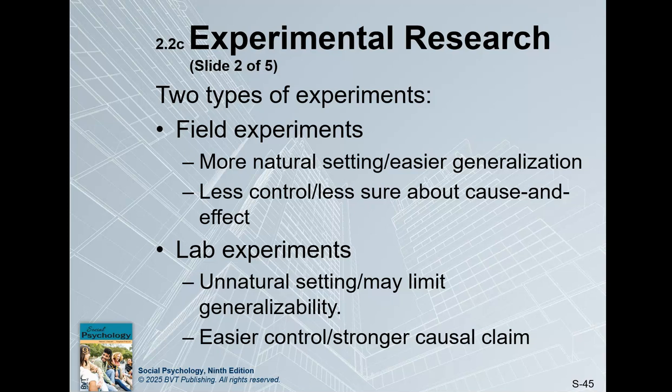So there are a couple different types of experiments that social psychologists can conduct. The first is called field experiments, and that's a more natural setting, but there's less control in a field. But then there's what's called lab experiments, and that's easier to control and determine causal claims.